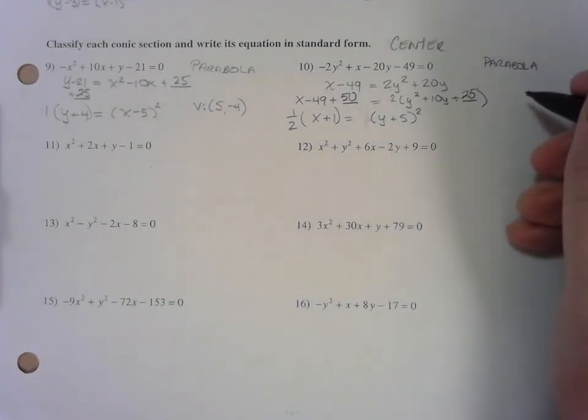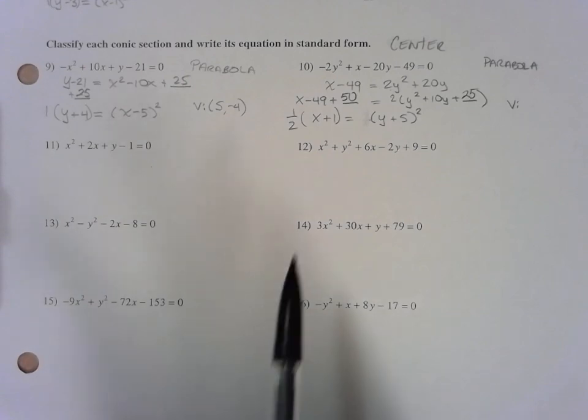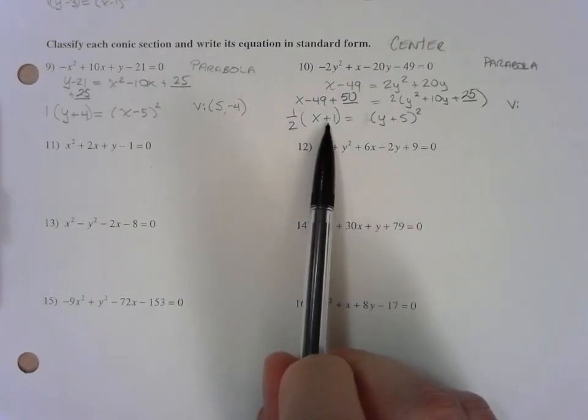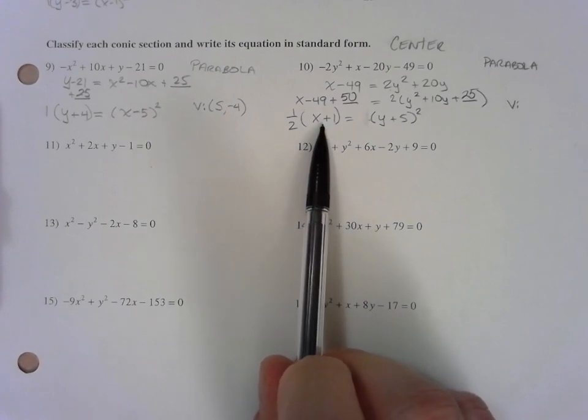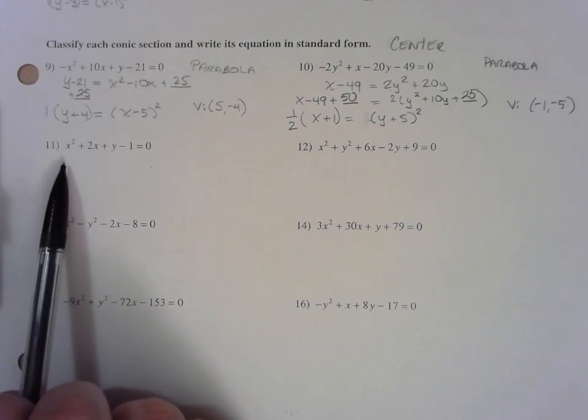Where's the center of this parabola? Again, we don't call it a center because it is a parabola. It is the vertex. Now this is the y-coordinate, and this is where the x-coordinate comes from. -1, -5 would be the vertex. So there you have it. There's the first two. Question number 11 is another parabola.